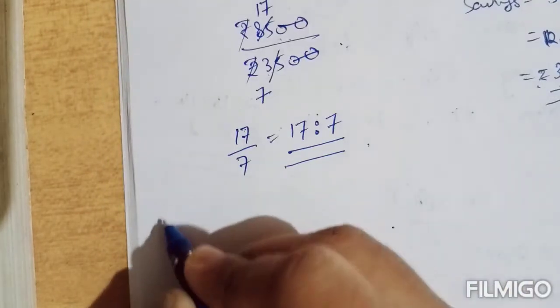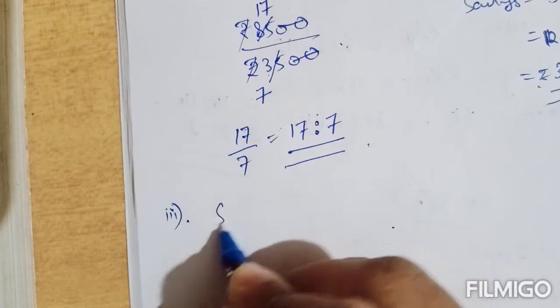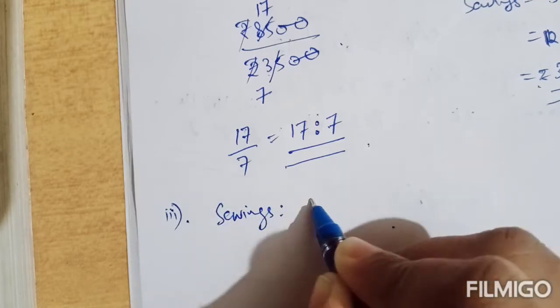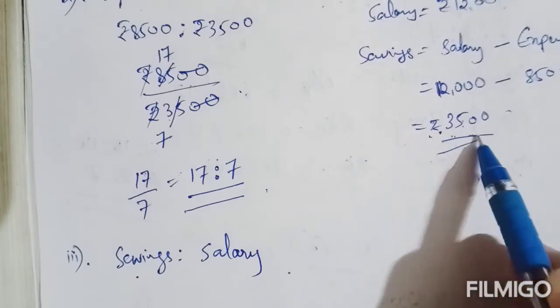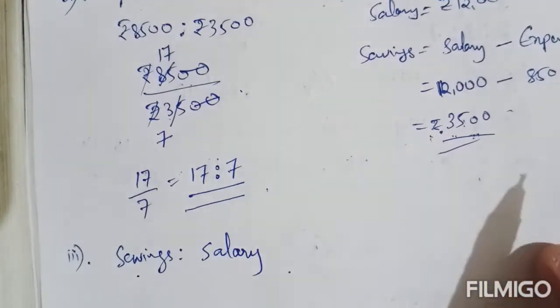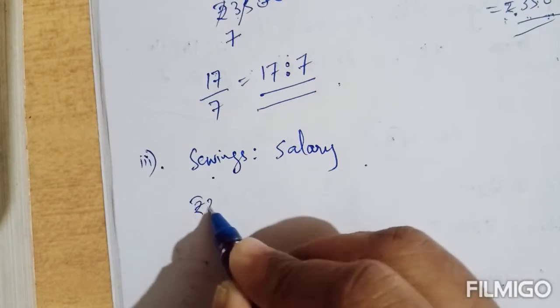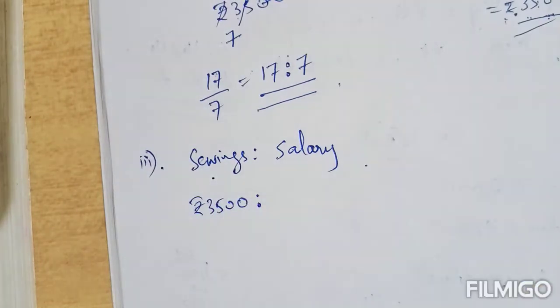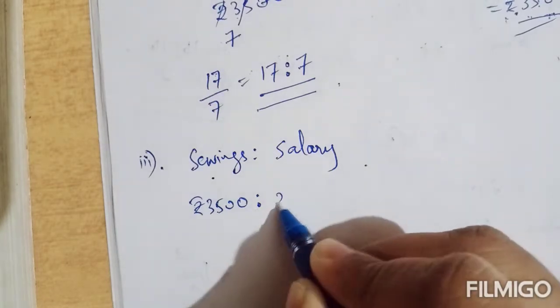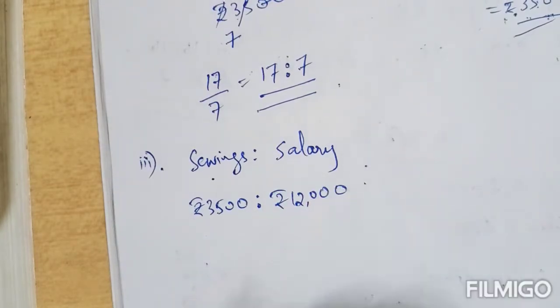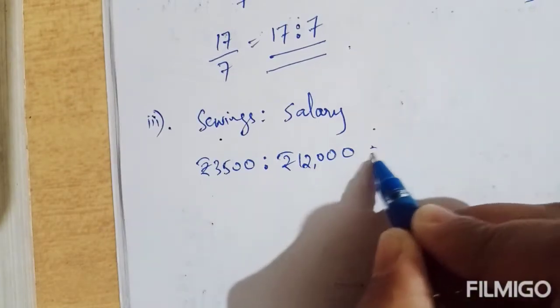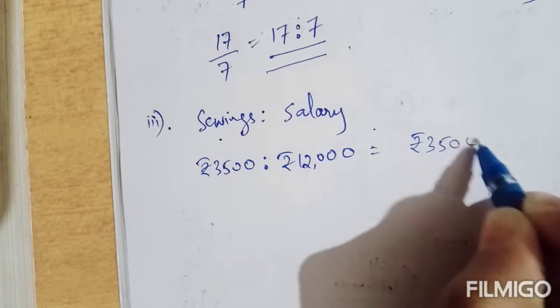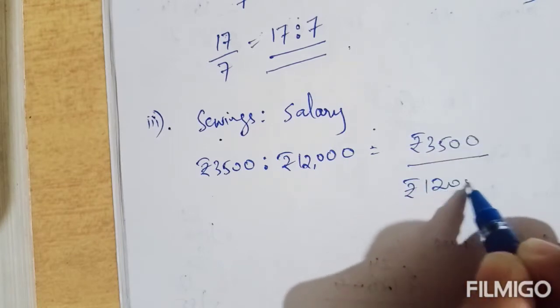Now, in the third one, savings to salary. This ratio we have to find. So savings, we have found it, it is rupees 3,500. So we can write here rupees 3,500 is to salary, which is given in the question as rupees 12,000. Now finding the ratio, A is to B, we can write it as A by B. So rupees 3,500 by rupees 12,000.